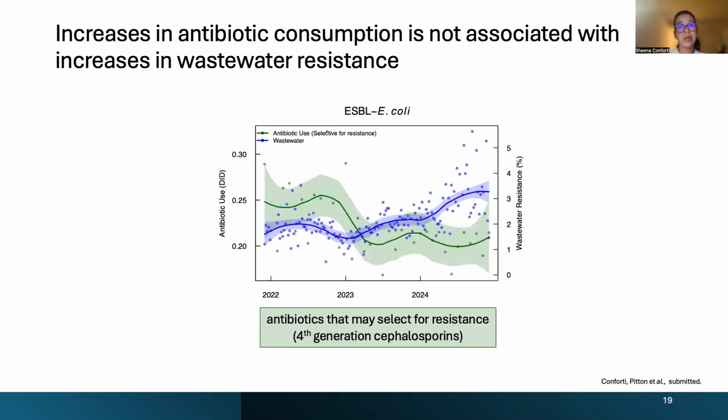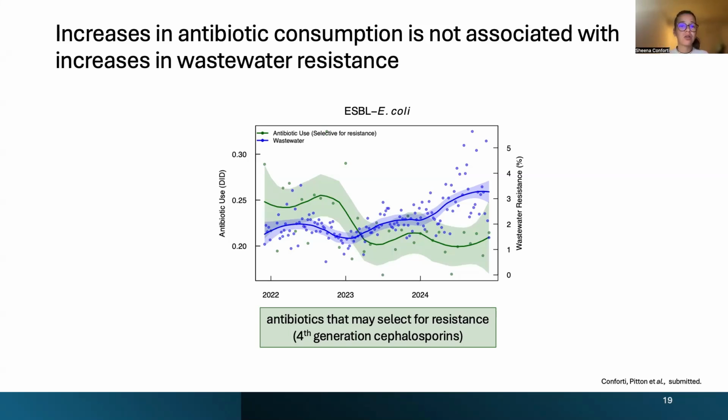Then we also retrieved clinical antibiotic consumption data. And we divided antibiotics in two groups for each target. So we have antibiotics that select for that specific target resistance and antibiotics that are used to treat that specific target. So let's take ESBL E. coli again here in blue, the percentage in the wastewater. And then we have the consumption of fourth generation cephalosporin over the same time period.